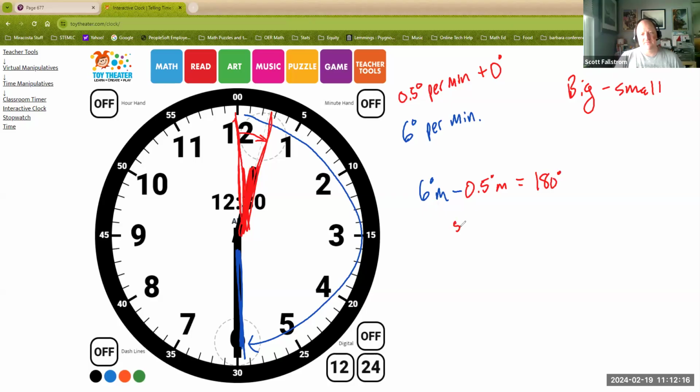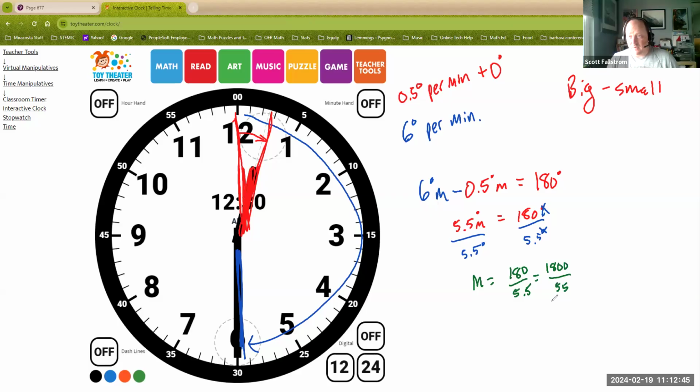So subtract, you get 5.5 m equals 180 degrees. They're both degrees on both sides, so we're going to cancel that off when we divide by 5.5 degrees. The degree symbols go away, and it leaves you with a really nice little m equals 180 over 5.5. We could make that 1800 over 55. This is the FLOF, the fundamental law of fractions. So scale up, multiply everything by 10.